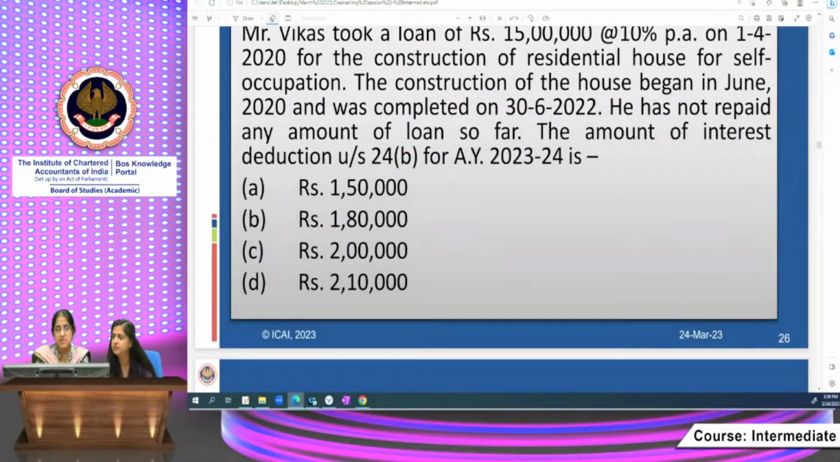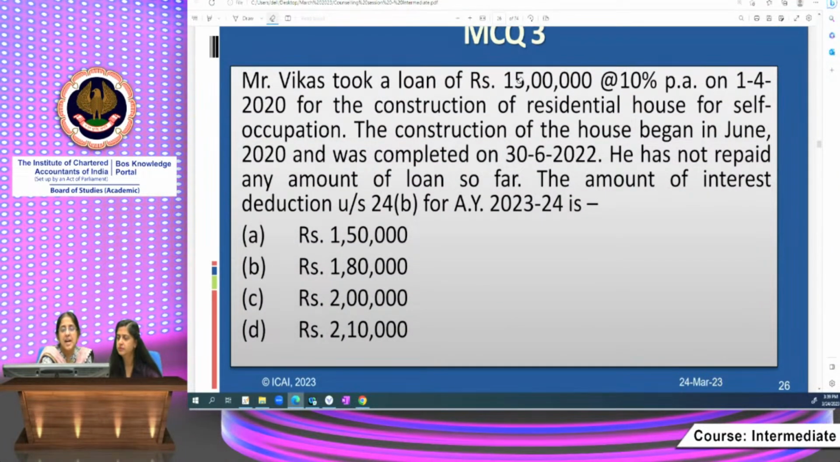See, this is the MCQ. Mr. Vikas took a loan of 15 lakh at 10% per annum on 1/4/2020 for construction of a residential house. The construction began in June 2020 and was completed on 30/6/2022. It's similar to the example I told you. He has not repaid any amount of loan so far. What is the amount of interest deduction under 24B for assessment year 23/24?